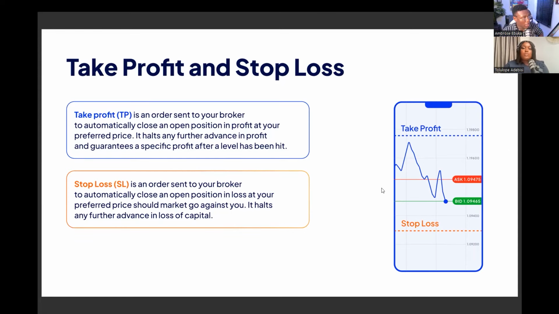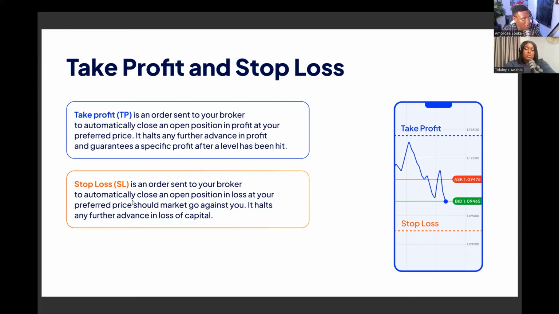A take profit order is an order sent to your broker to automatically close an open position in profit at your preferred price. You tell your broker, I want to close this open position in profit at this certain price that you would choose as a trader.